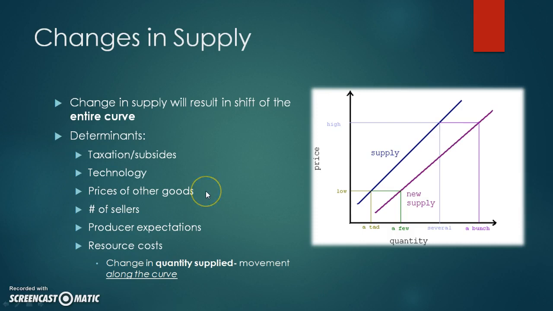Just like demand, some things can change supply, which again is the entire curve, not just along the curve. Some determinants of this can be taxation or subsidies, technology, prices of other goods, number of sellers, producer expectations, or resource costs. Again, the entire curve will be shifted, not along it, because that would be a change in quantity supplied.